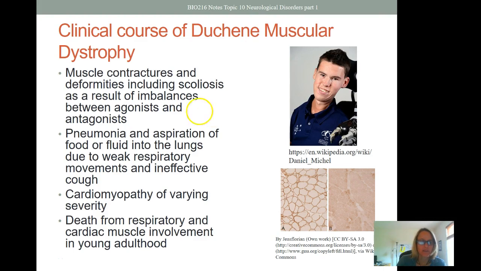And eventually, the patients' diaphragm becomes so weak that their respiratory movements are ineffective, their cough is ineffective, and this can predispose them to pneumonia and aspiration of food and fluid. They can also have cardiomyopathy of varying severities, and death usually results from either a severe respiratory infection or problems with cardiac muscle.